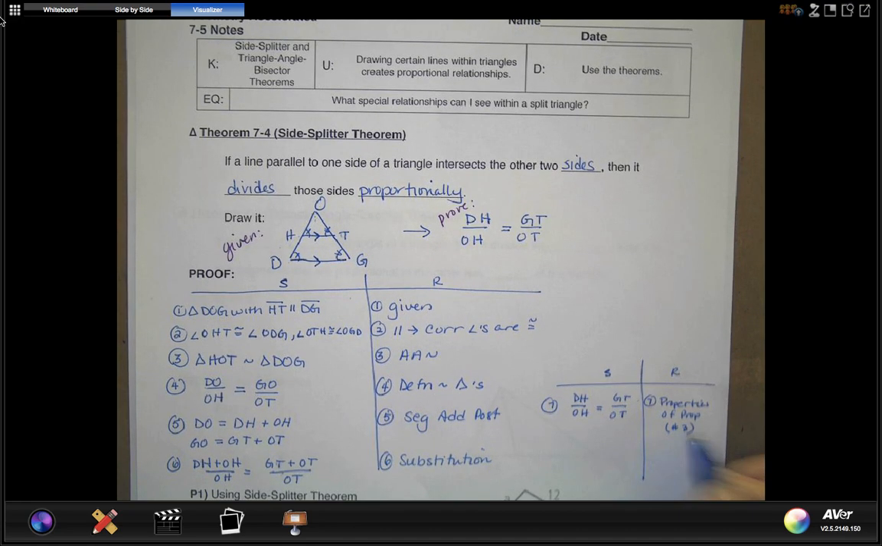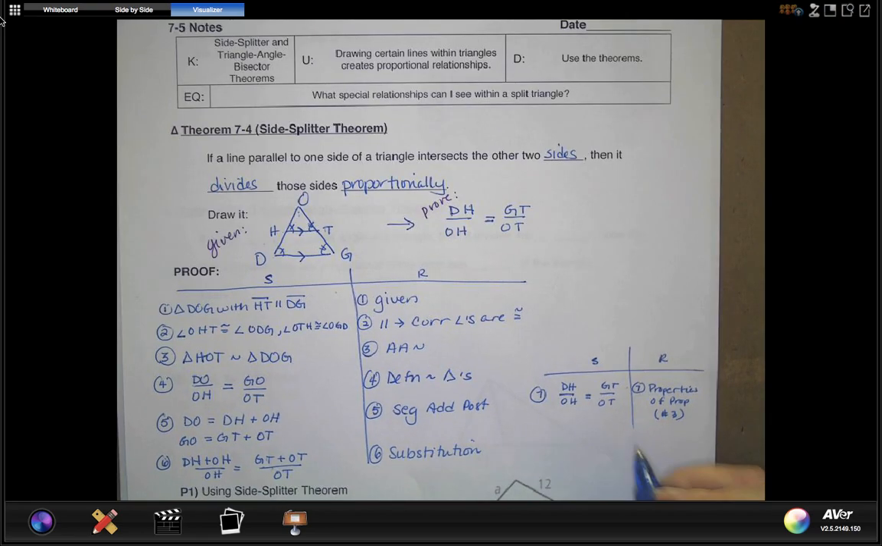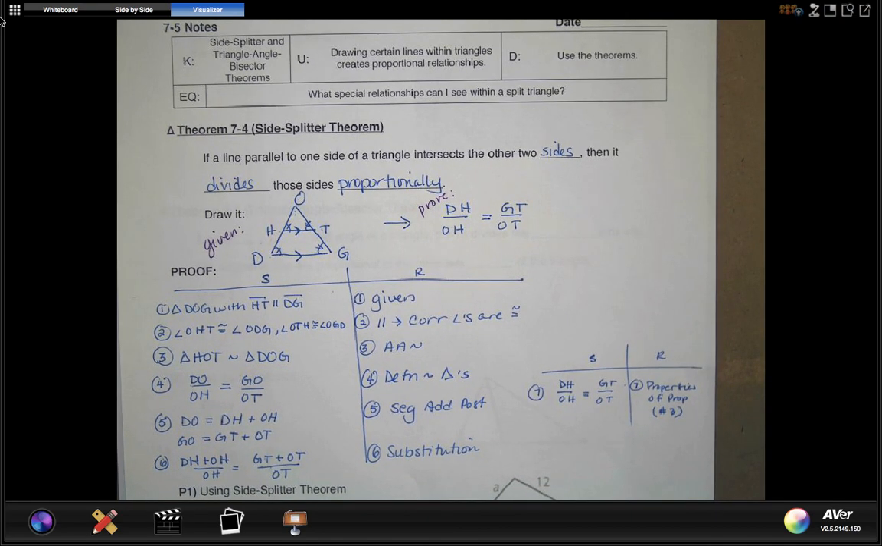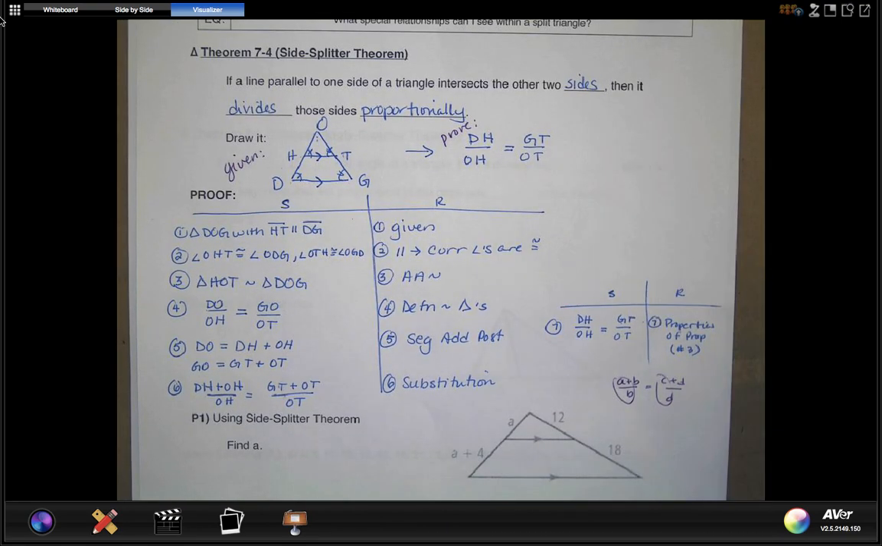Again, I'm not going to make you memorize those numbers. But this was the property that said if you had A plus B over B, it's equal to C plus D over D, then A over B is equal to C over D. It was just an equivalent expression, if you remember. All right, and that was what I was trying to prove.